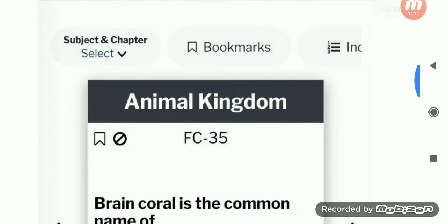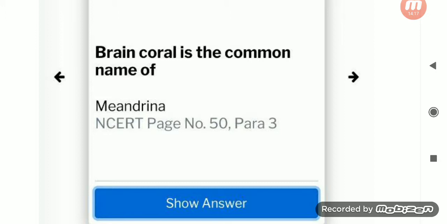Brain coral is the common name of Meandrina.